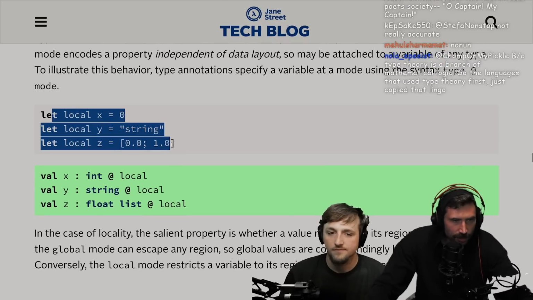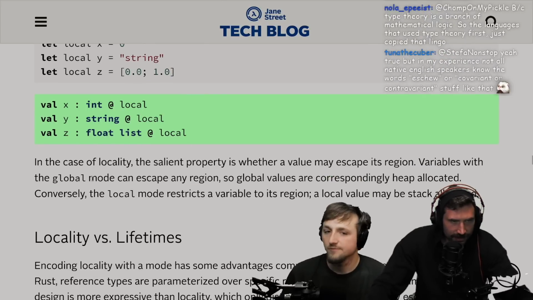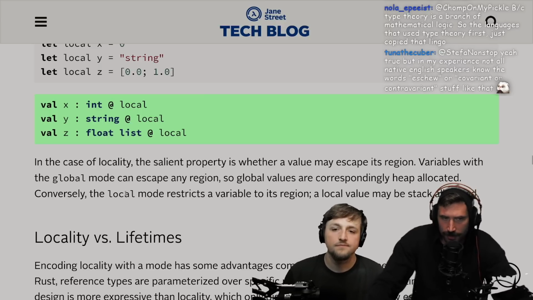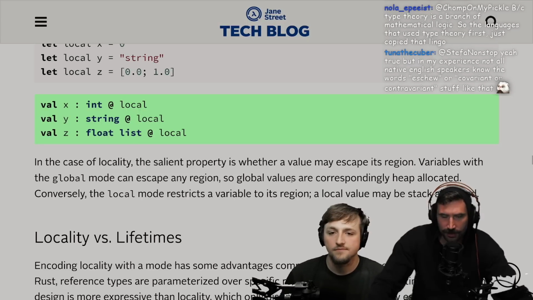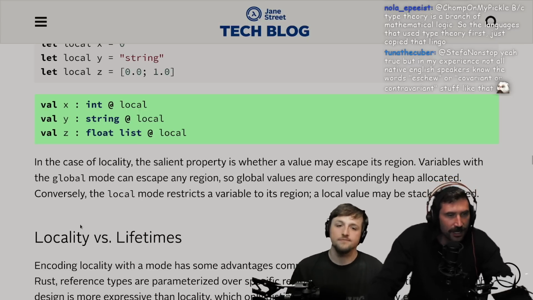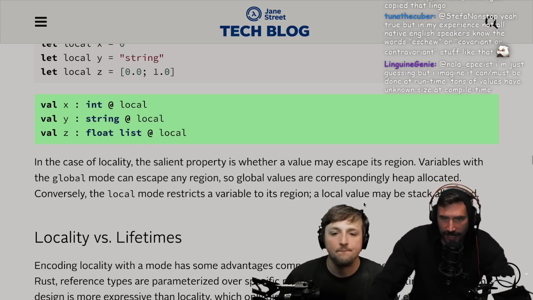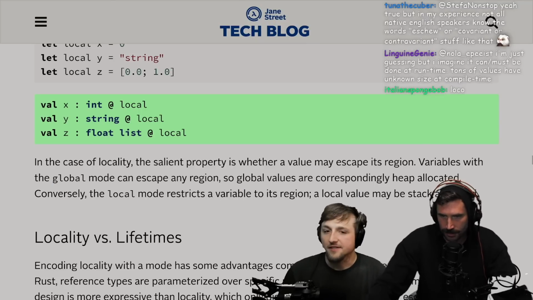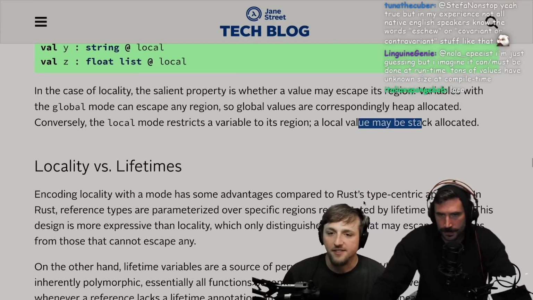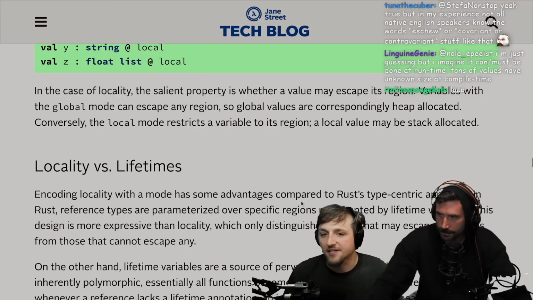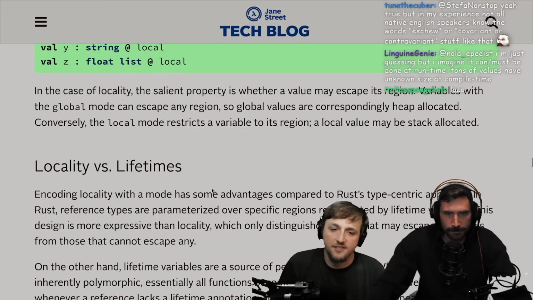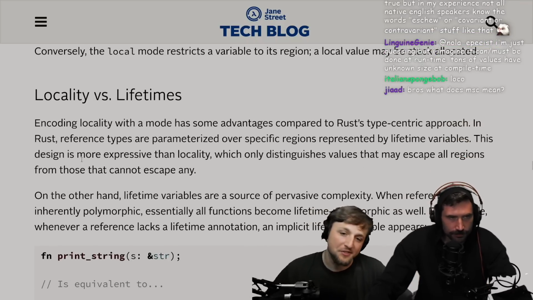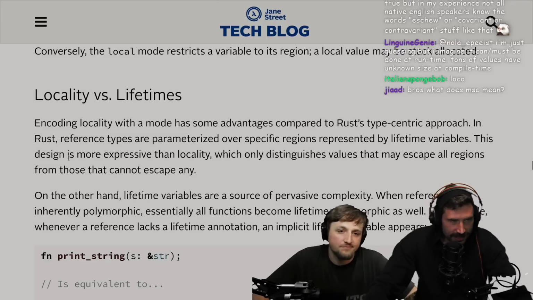Okay, local, local, local, right? In this case of locality, the salient property is whether a value may escape its region. Variables with the global mode can escape any region, so global values are correspondingly heap allocated. Conversely, the local mode restricts a variable to its region. A local value may be stack allocated. Maybe, is that the key word, that they may not always choose? Yeah, it's up to the compiler. You can't necessarily guarantee it, or maybe later they will. This is still just in Jane Street's fork, and they're working to get this upstreamed at some point and getting community feedback and all these other things.